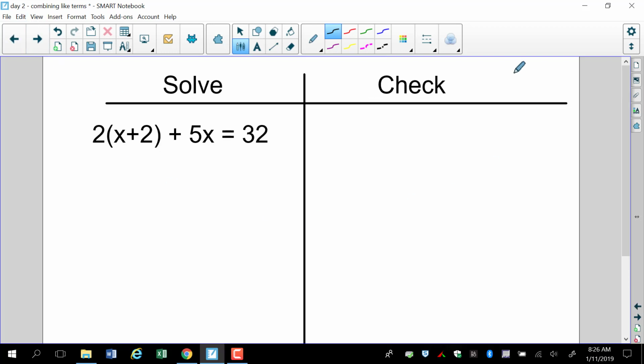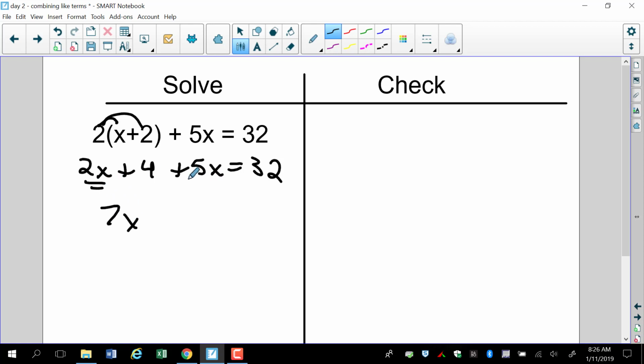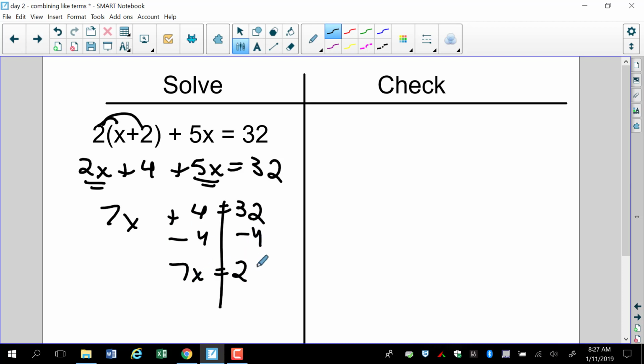Here's one that involves some distribution first. Remember, we always distribute first, and then we are going to combine like terms. So we are going to distribute this first. 2x and 5x is 7x. This is where we're going to combine our terms first. And now you notice we have a two-step equation. We can do -4, do the inverse, 28, which when we divide by 7 gives us a 4.